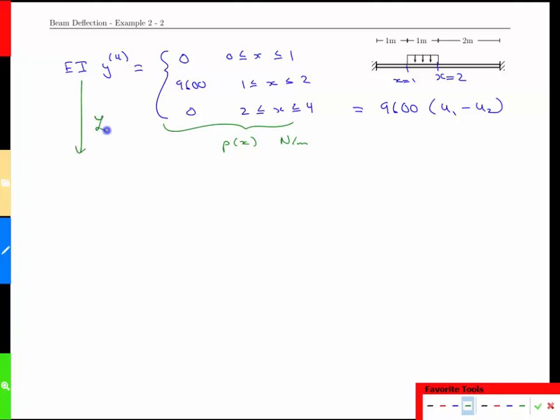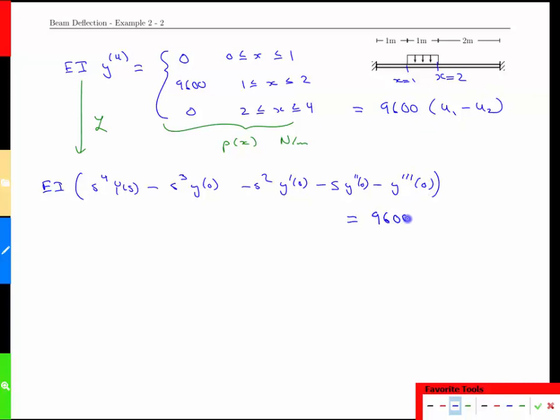Taking the Laplace transform of the entire equation now, we're going to have EI times s to the 4 Y of s, minus decreasing powers of s, and we'll have a constant term at the end, with increasing derivatives of y, up to the third derivative of y here. And that's going to equal the transform of the right-hand side, which is 9600 times the transform of the step functions: for u1 it is e to the minus s over s, and for u2 the transform is e to the negative 2s over s.